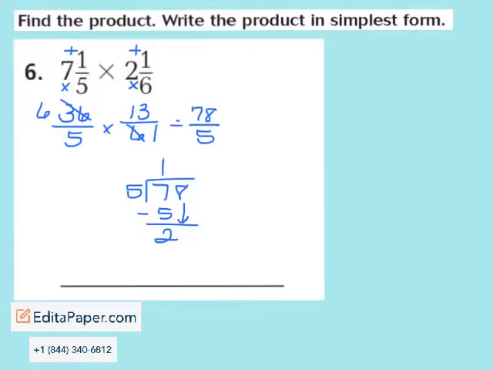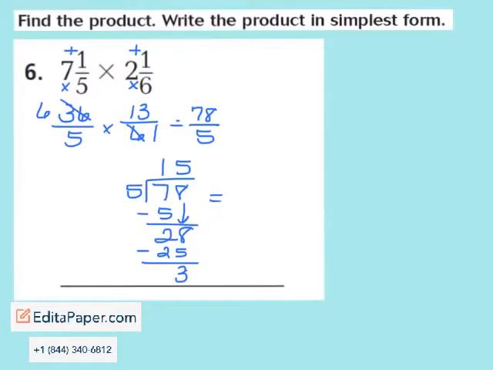Now our next step is to bring down the 8. Now 5 goes into 28 5 times. So I'm going to put a 5 above the 8. And I know that 5 times 5 is going to give me 25. So I'm going to write down my 25 and subtract, and now I'm left with a remainder of 3. Now what this tells me from this division problem is that 15 becomes my whole number.